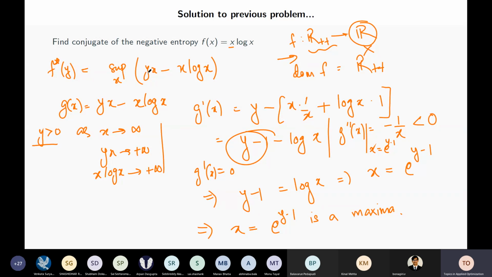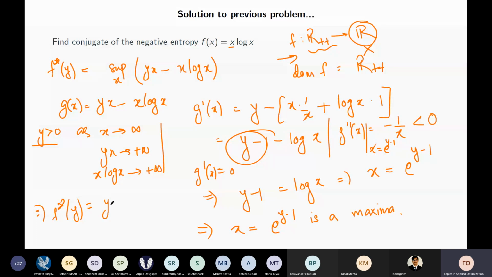So this supremum is achieved for x equals e to the y minus 1. So in this case, again, we can write this implies f star y. So wherever there is an x, we will put e to the y minus 1.